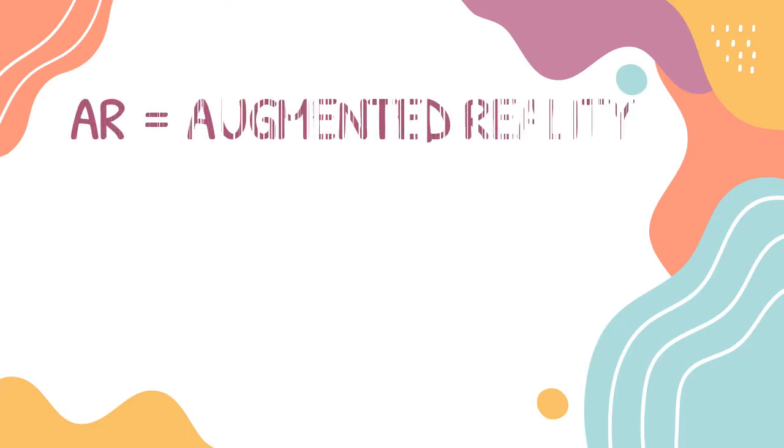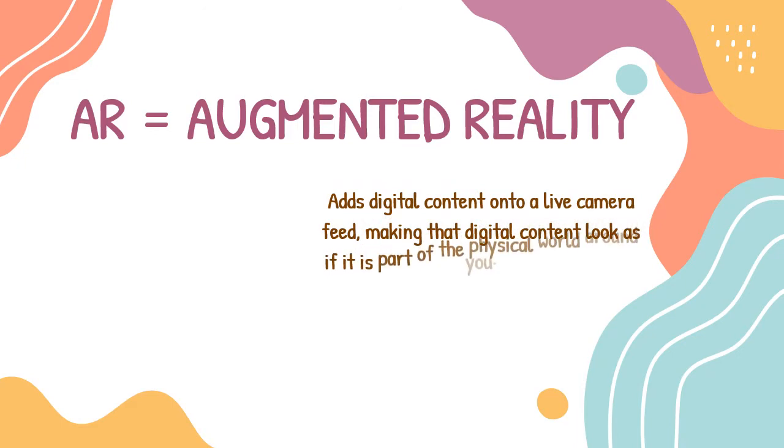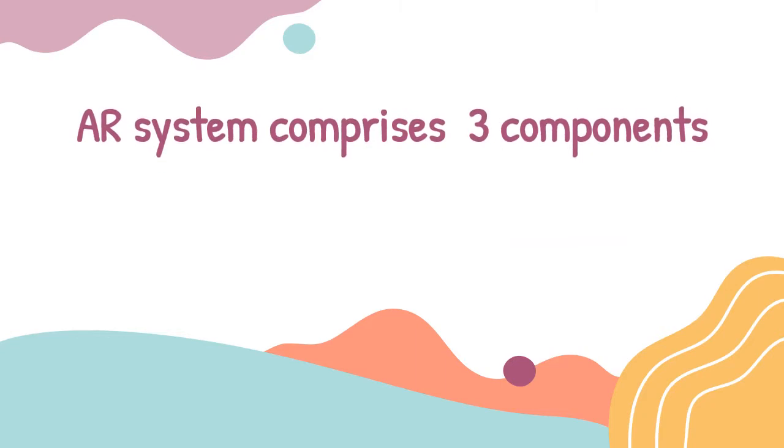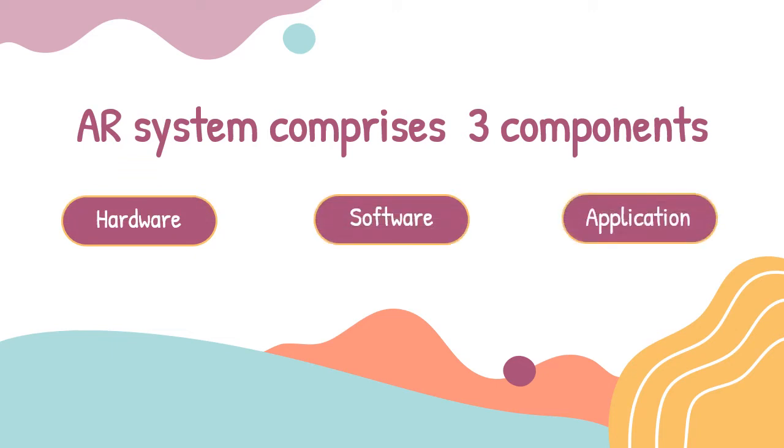AR, or Augmented Reality. AR adds digital content onto a live camera feed, making that digital content look as if it is a part of the physical world around you. An AR system comprises three components: hardware, software, and application.